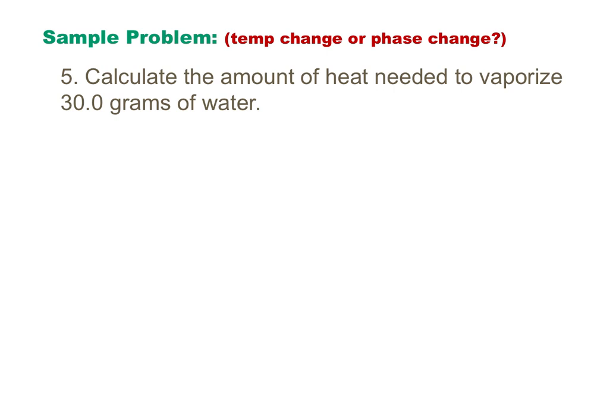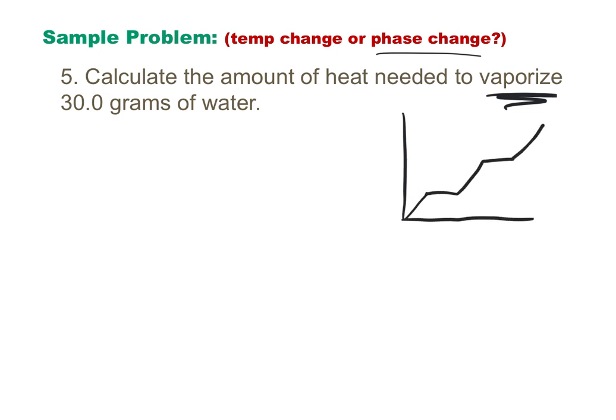We'll do another example very similar to the last one. It's going to be a phase change problem because, again, it's telling us that we're vaporizing and it doesn't give us any temperatures to work with. So if I'm vaporizing, that means I have a heating curve that's happening like this. And if I'm vaporizing, I'm turning from a liquid to a gas, which is going to be this section here.